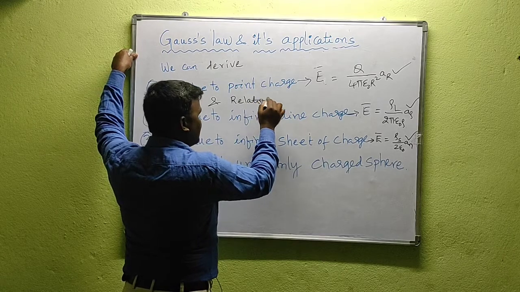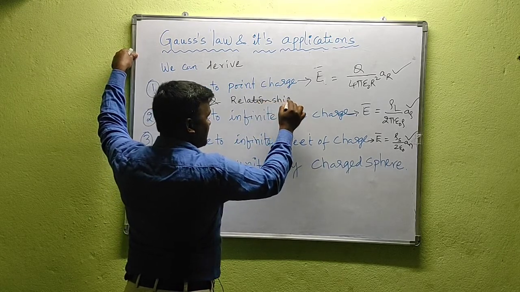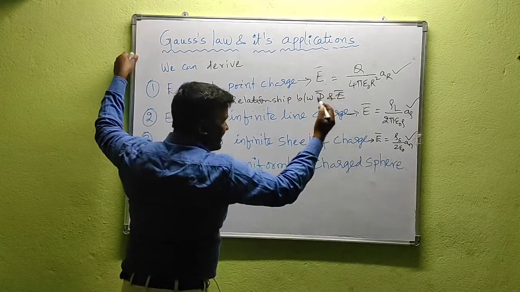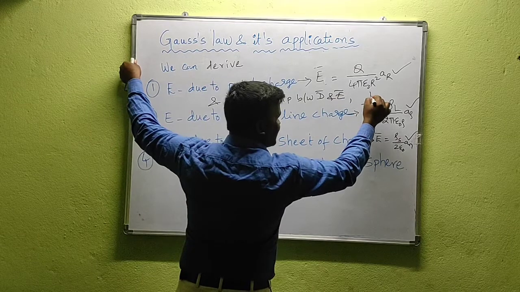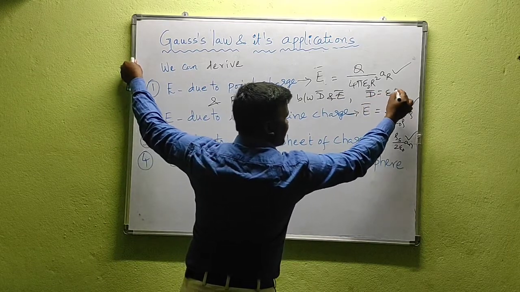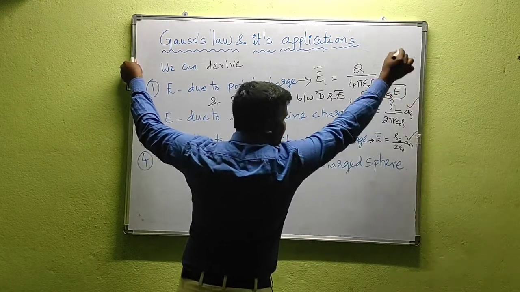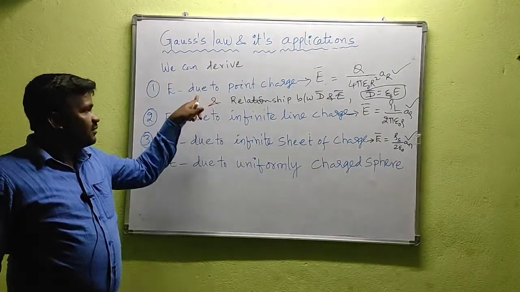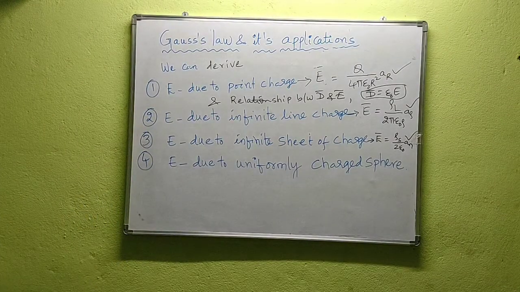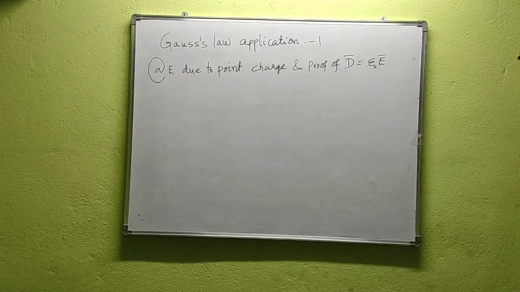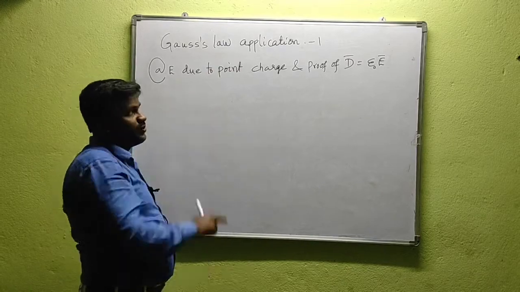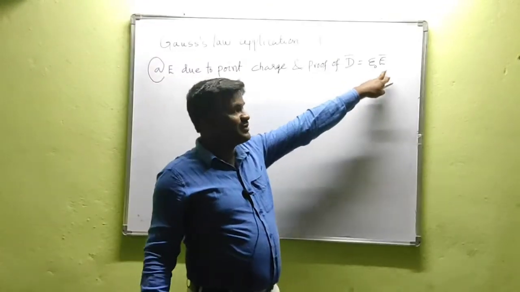the relationship between D and E by using Gauss law. Already we know that the relation between D and E is D equal to epsilon into E, or epsilon naught into E in case of free space. Now we will see application number 1. What is that application of Gauss law? Electric field intensity due to a point charge and proof of D equal to epsilon naught E.